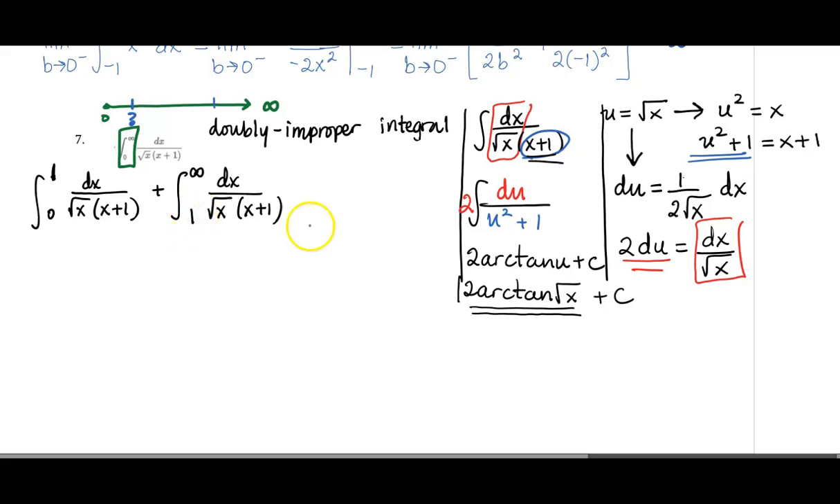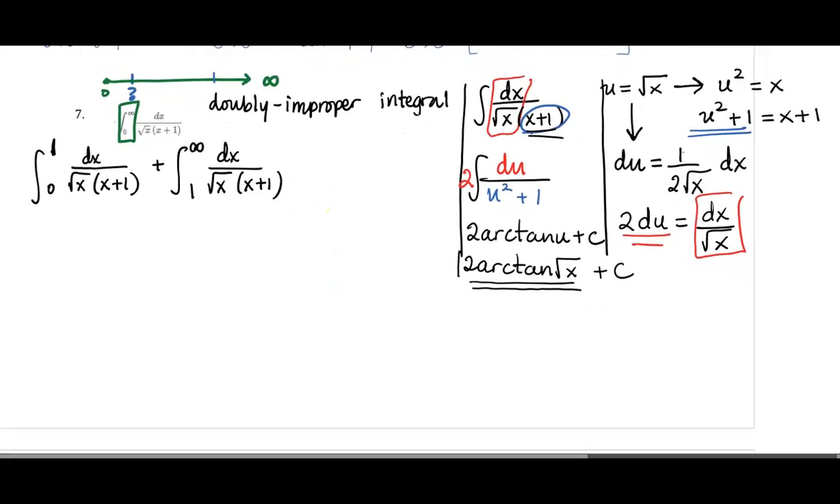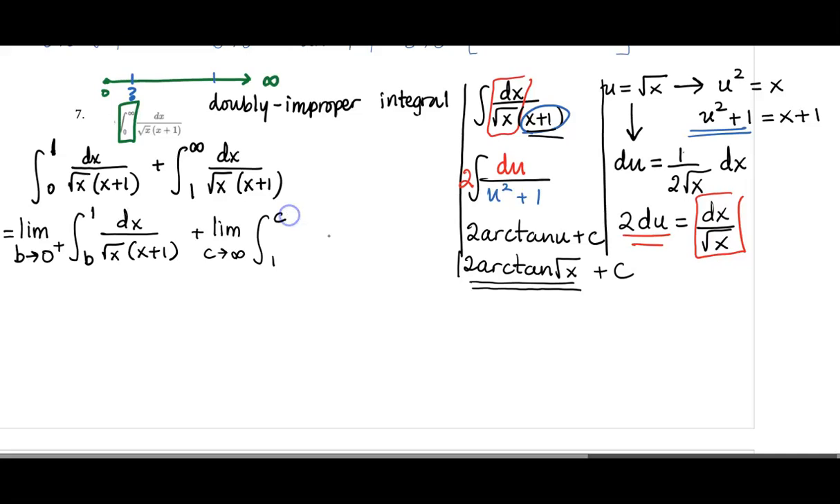So now that I've chosen what number I'm going to split the integral up at, I'll go ahead and introduce my limits. This first integral has an issue at 0, so I'm going to approach 0 from the right. Replace my lower limit of 0 with b. Mind you, we do already know how to integrate all this, but I'll write that in the next step. And this second integral has an issue at infinity, so I'm going to introduce c, and integrate from 1 to c.